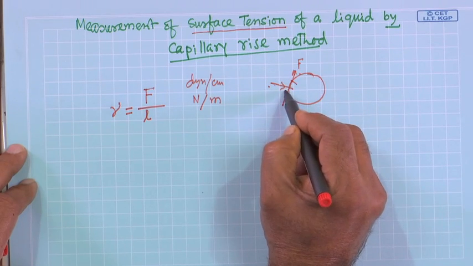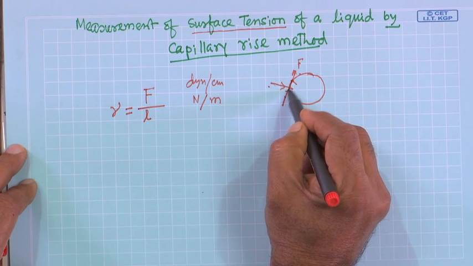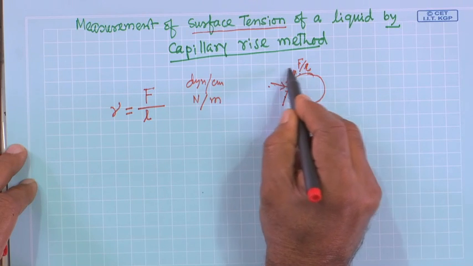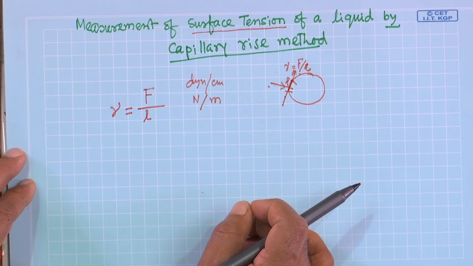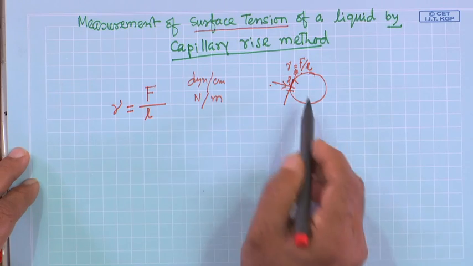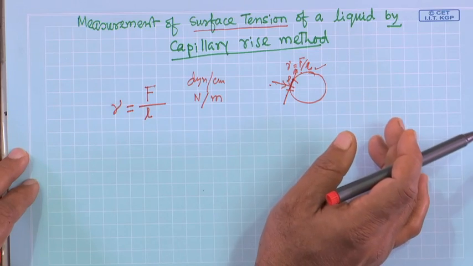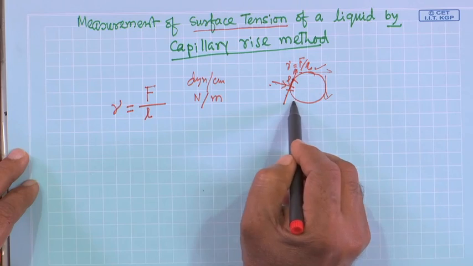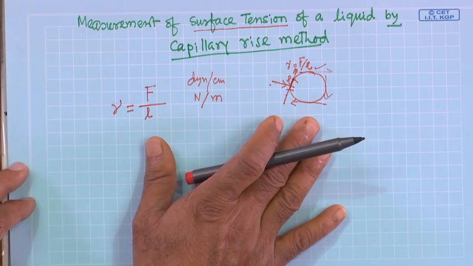Now, over what length? This force acts over this length. If it is L, then F by L is the definition of surface tension, force per unit length. Obviously if the surface area is more, the length will also be more, and it will be in different directions, so the net force one has to find out. So, this is the definition of surface tension.